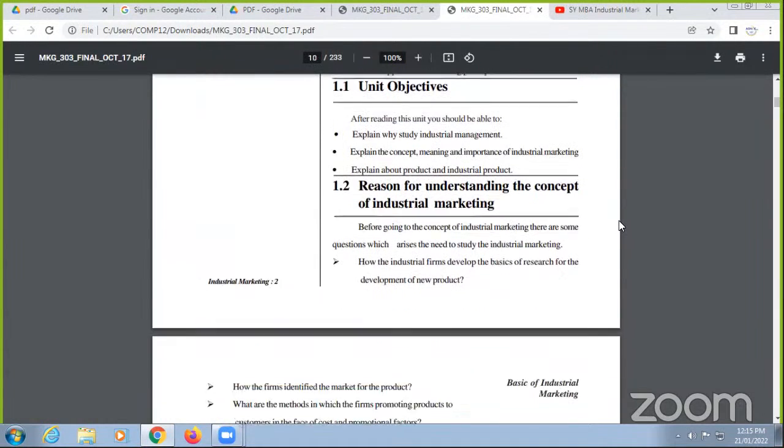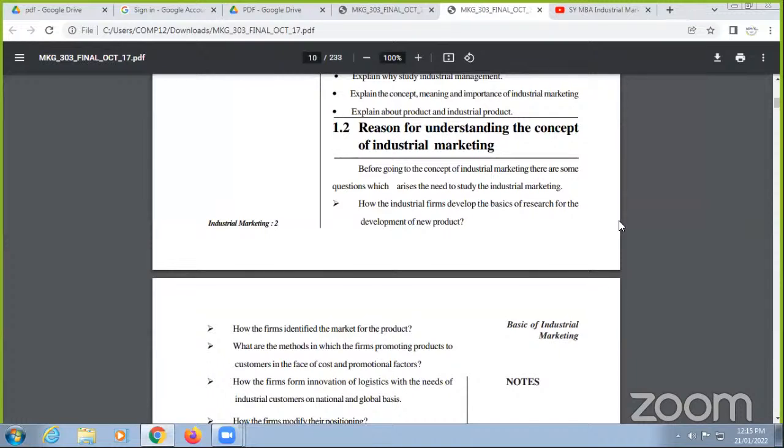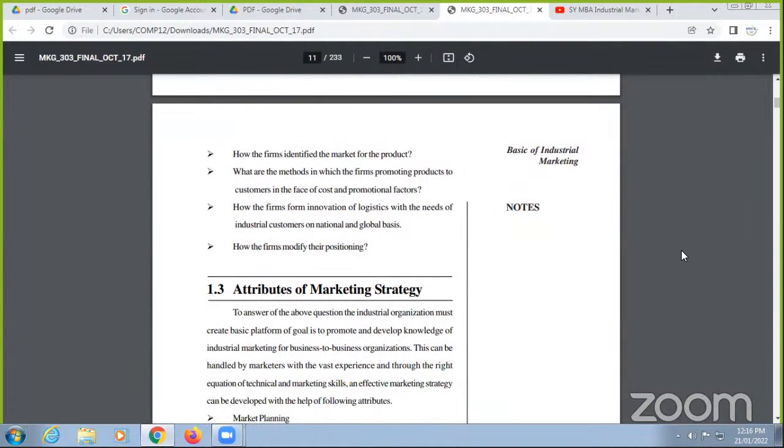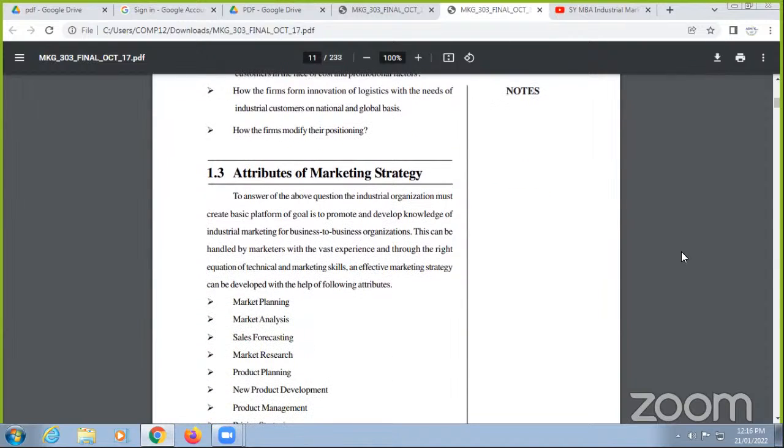Reasons for understanding the concept of industrial marketing. The first is how industrial firms develop the basis of research for the development of new products. Second, how the firms identify the market for the product. And third, what are the methods in which the firms promote products to customers in the face of cost and promotional factors. How the firms handle logistics with the needs of industrial customers on a national and global basis. How the firms modify their positioning and attributes of marketing strategy.